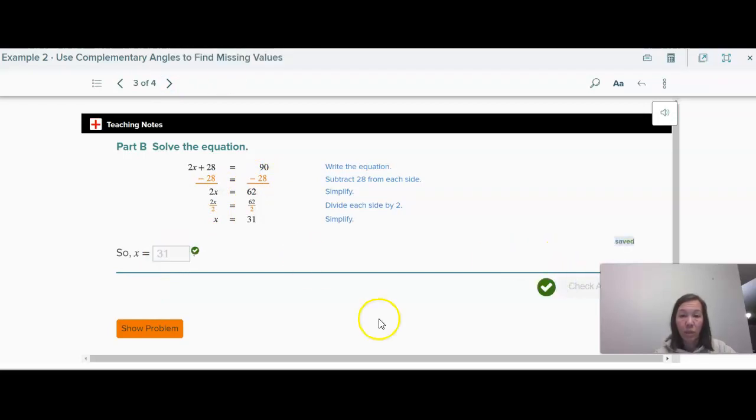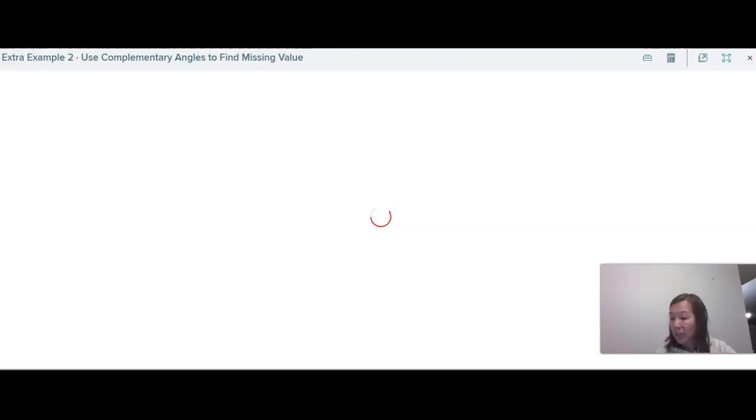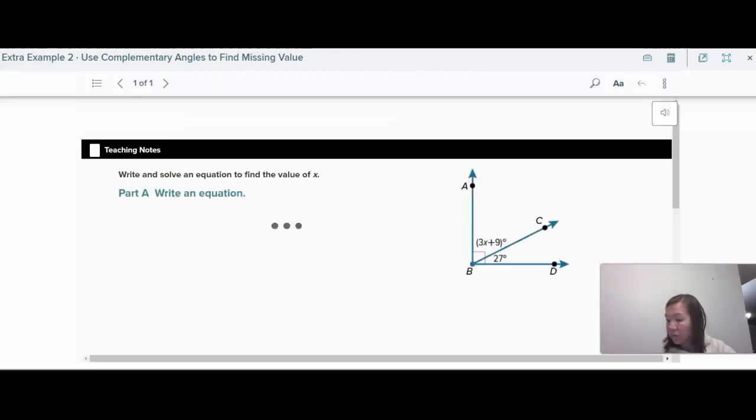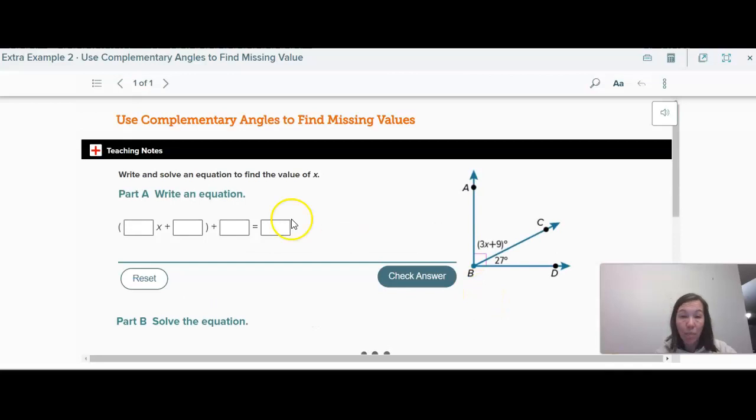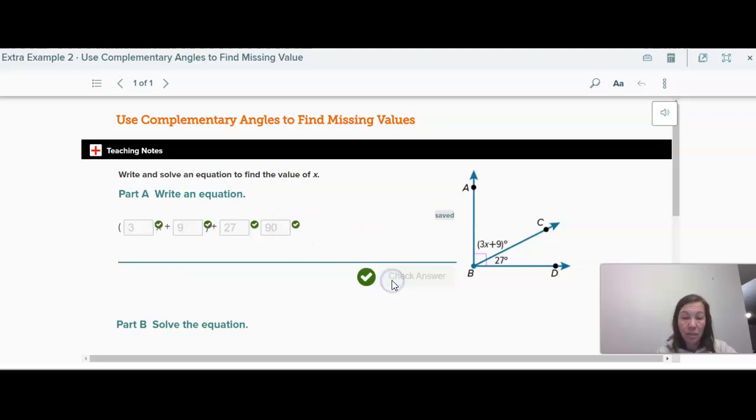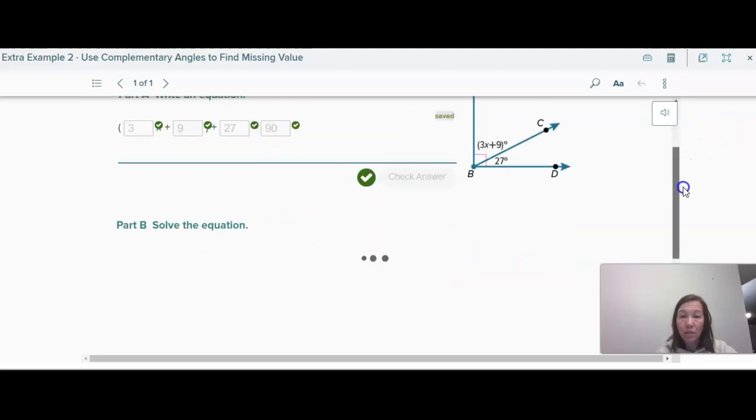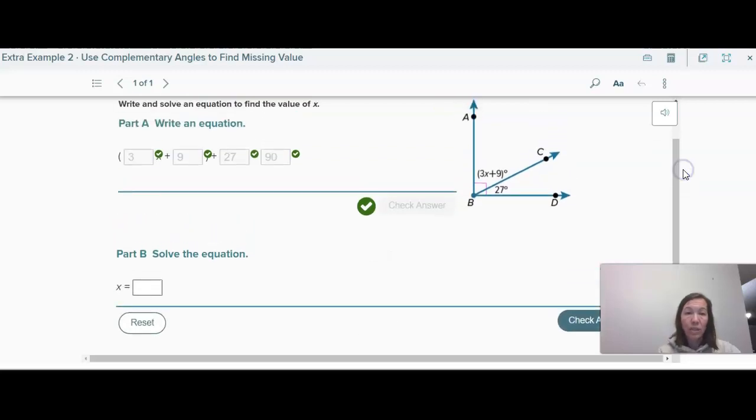So let's look at one more quick example here, and then you guys will do the check problem on the bottom of page 405. Here, these two angles add up to 90 degrees. So 3x plus 9 is what this angle is, plus 27 equals 90 degrees. Now let's solve this equation. 3x plus 9. We'll subtract 27 from both sides.